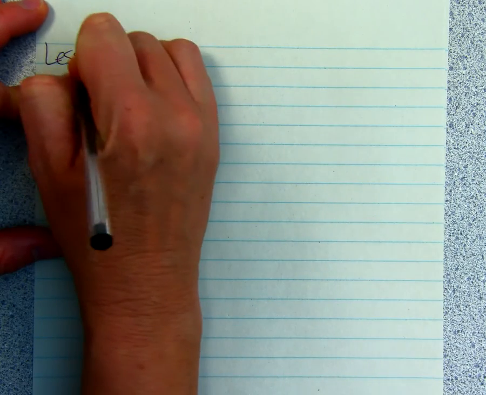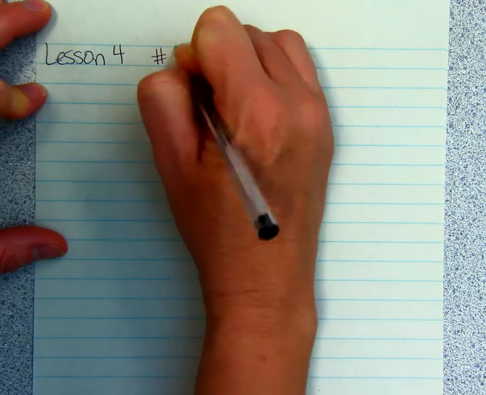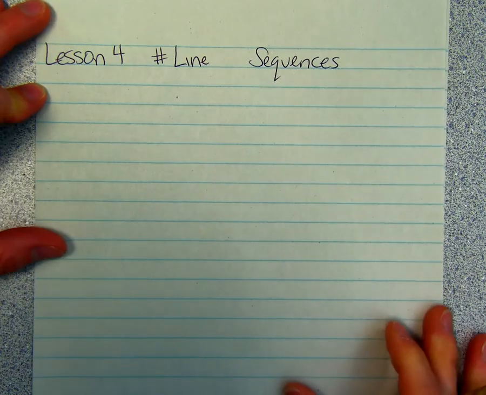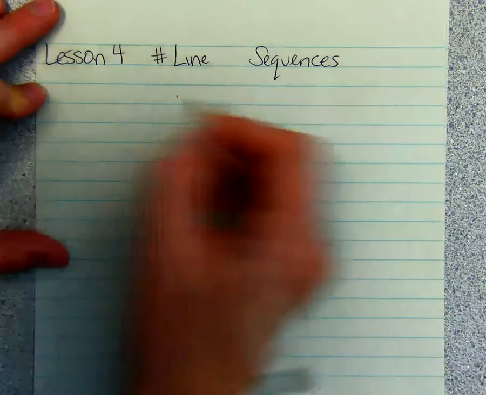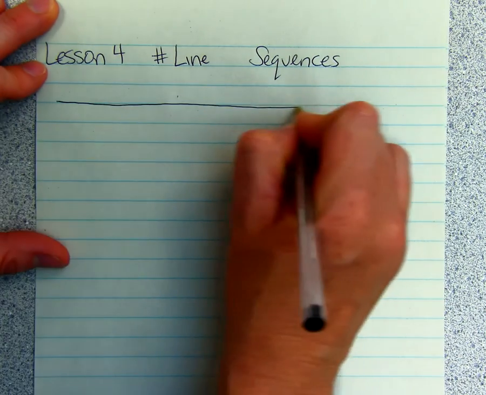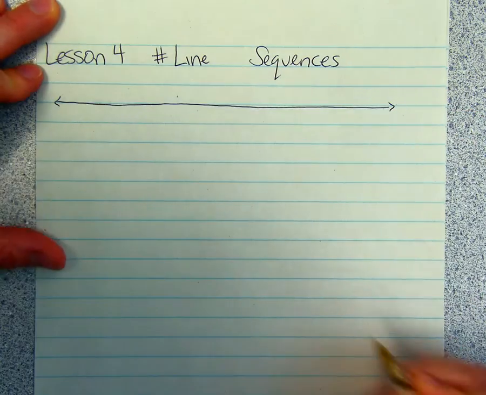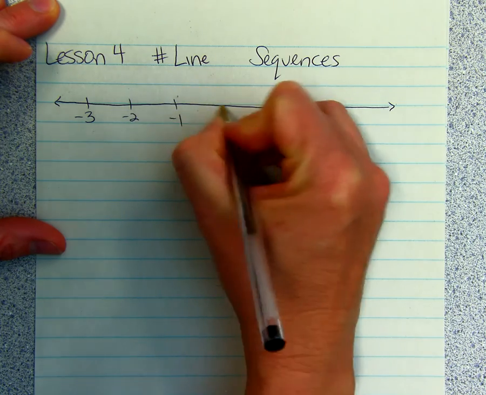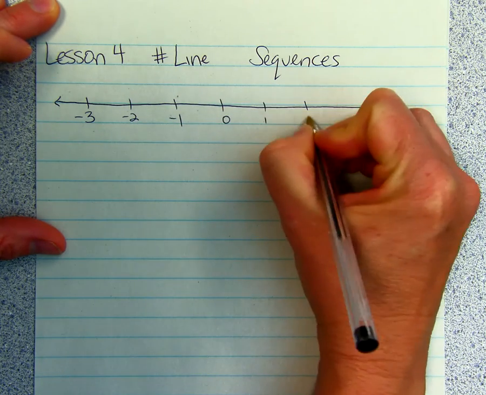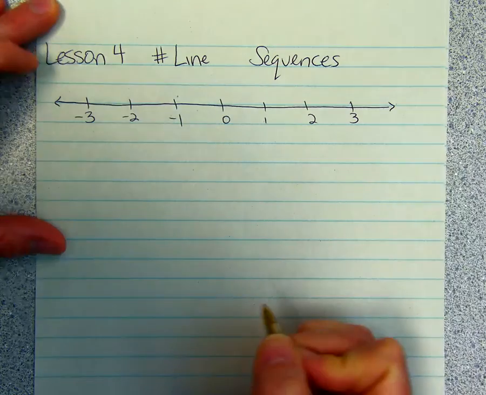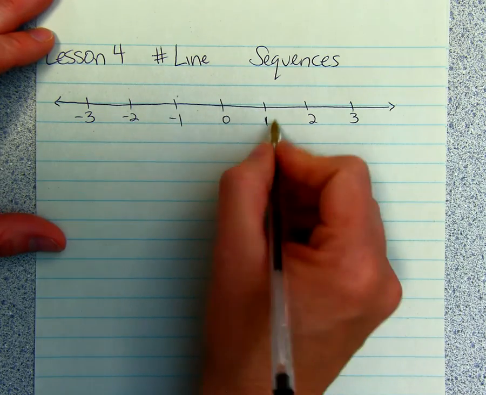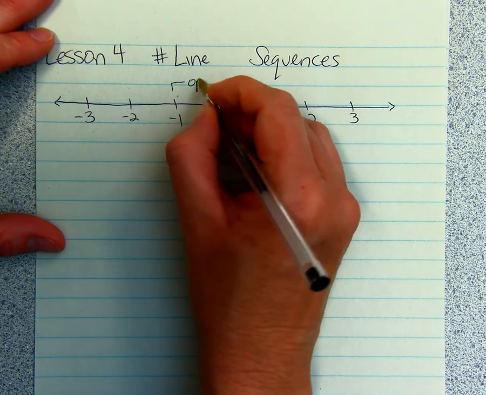Lesson 4, number line and sequences. So when we have a number line, I'm pretty sure you guys have all seen a number line. Just draw a straight line there. We have -3, -2, -1, 0, 1, 2, 3. These two numbers, the 1 and the -1, are called opposites.